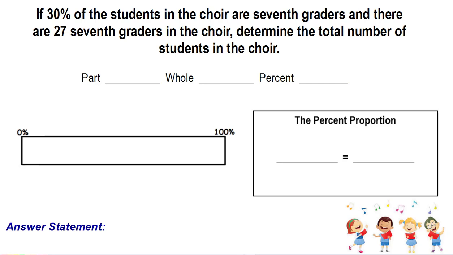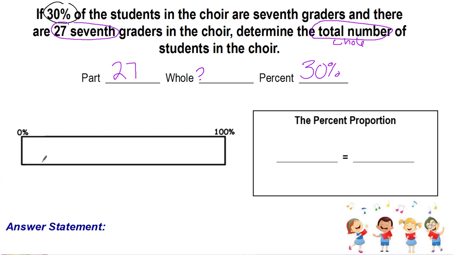If 30% of the students in the choir are 7th graders and there are 27 7th graders in the choir, determine the total number of the students in the choir. Okay, so here's our percent, and we're going to fill this out the same way we've been doing. 30%. So we want to know the total number of students. So we want to know the whole. So this is right here, this is what I'm looking for. And I know that there's 27 7th graders. This 27 is 30% of the whole.